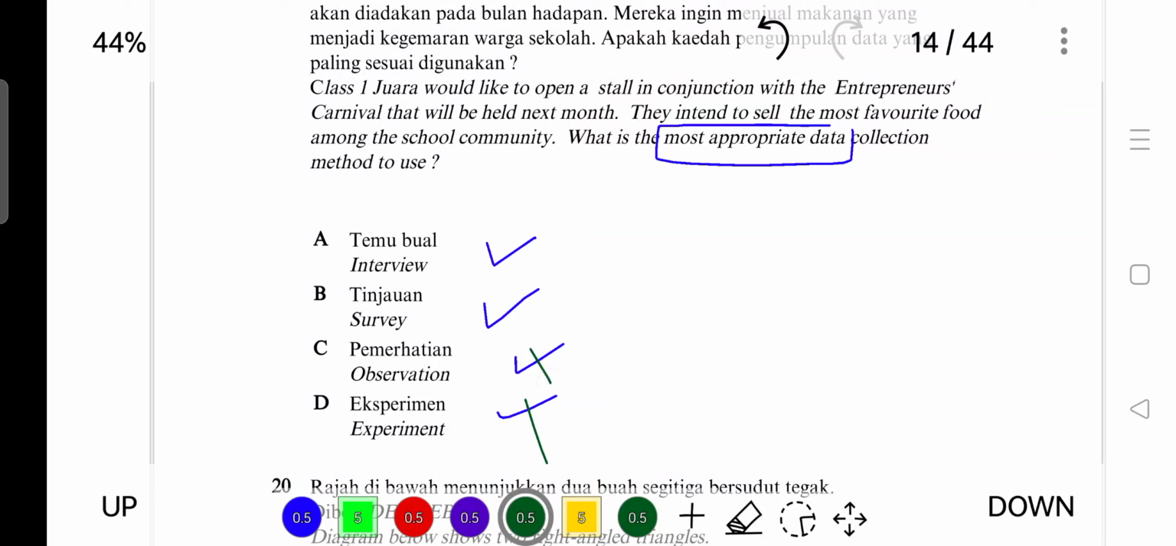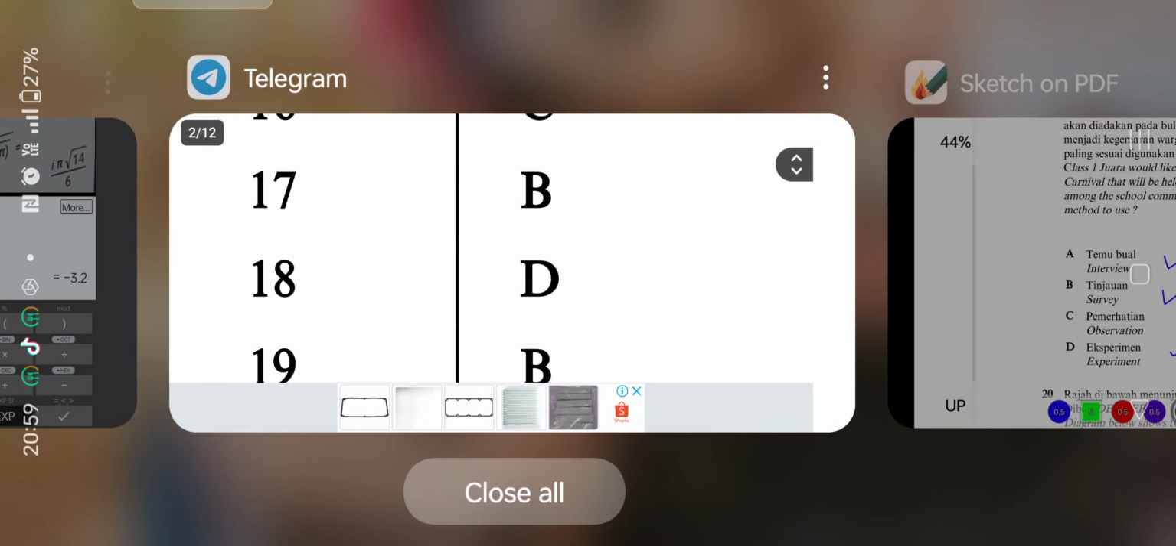How do they observe? Are they going to sit down and observe? Some people might not eat at school, right? Some of their favorite food might not be sold in school, perhaps. So how are you going to observe? Are you going to interview each and everyone? I think the best answer would be survey.